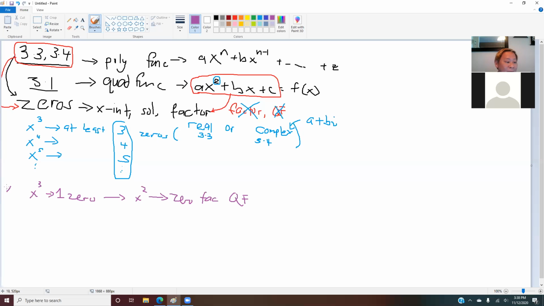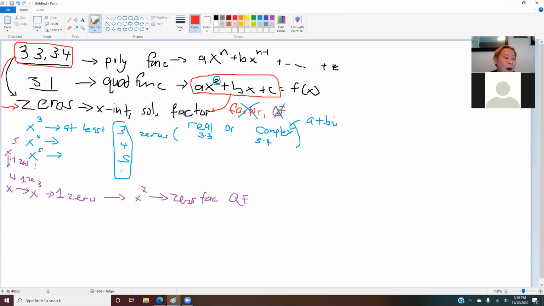The same thing happens when you have a power 4. You have to find 1 zero to make it power 3, and then another zero to make it power 2. And then once you reach power 2, you can use factoring or the quadratic formula to find the rest of the zeros. And when you have a power 5, you have to find 1 zero first to make it power 4, then to make it power 3, you find another zero, and then to make it power 2. And then you factor. You continue so on.